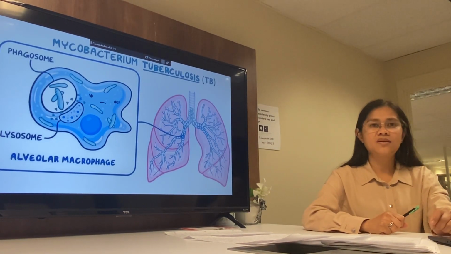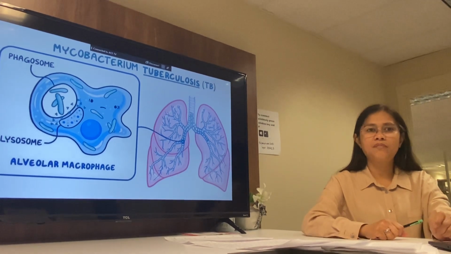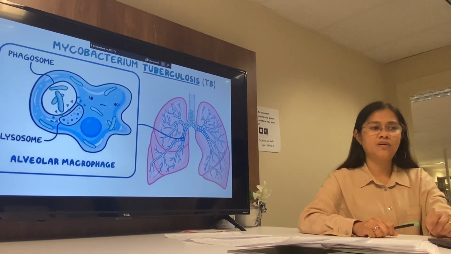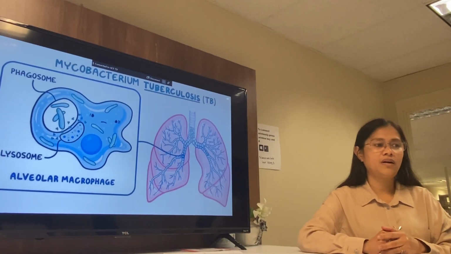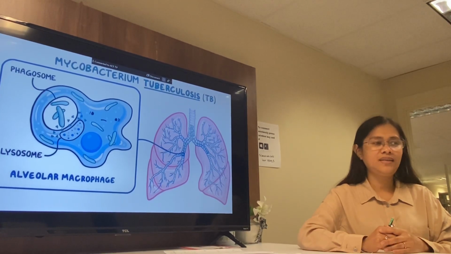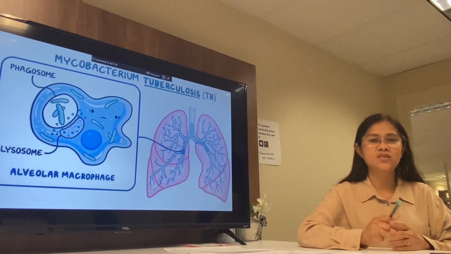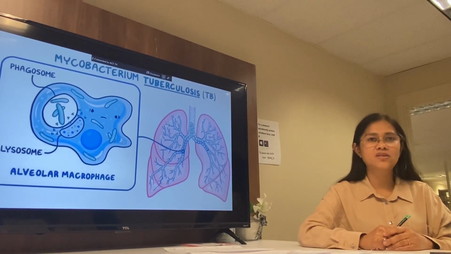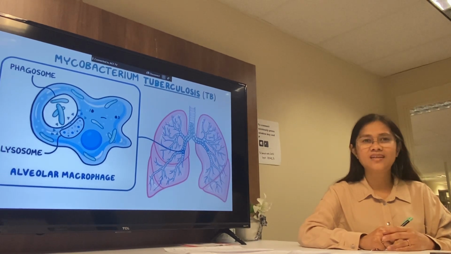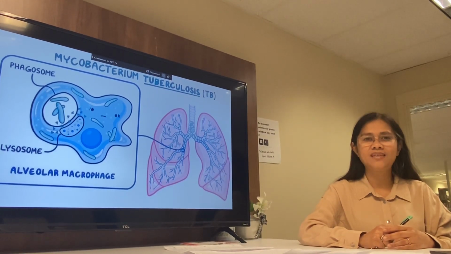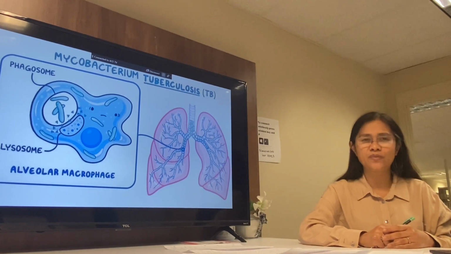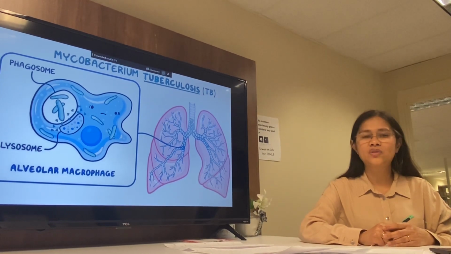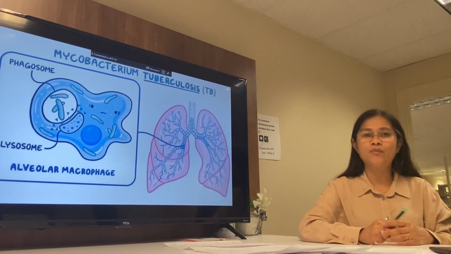Mycobacterium tuberculosis travels through the airborne route. It goes down to the lower lobes of the lungs, to the alveoli, and the alveolar macrophage tries to fight off this disease with phagosomes and lysosomes. But this bacteria is so tricky that instead of dying from the macrophage's action, it creates proteins that help it to survive and multiply.